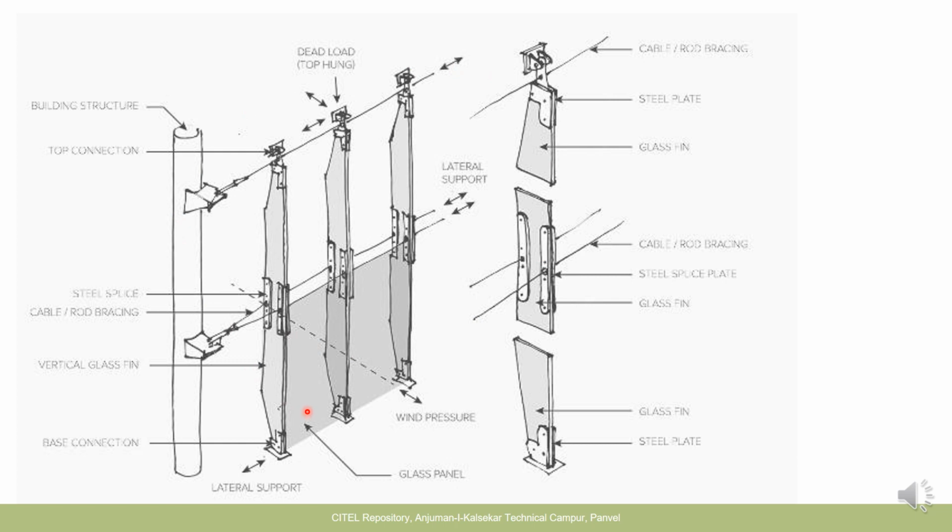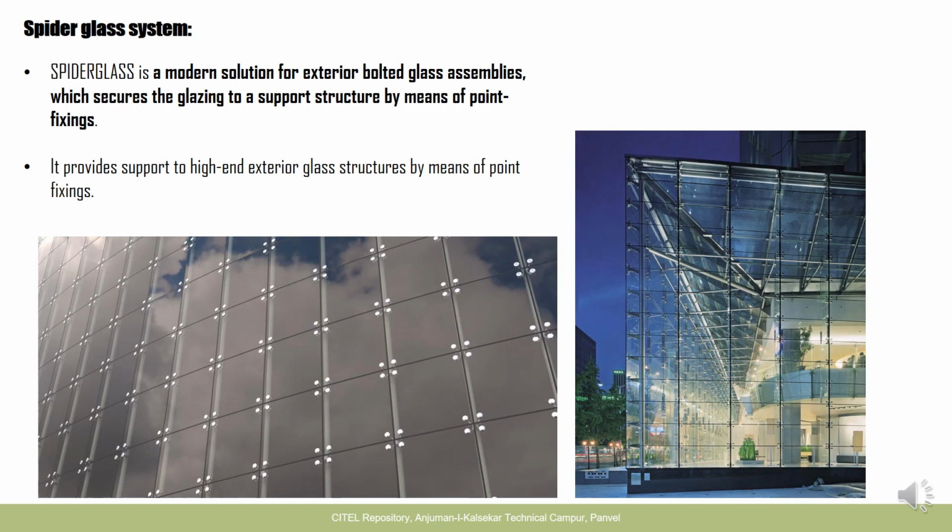the assembly. In this image, if you see, there is this vertical top support here, bottom support here, this glass fin, and then there is this cable or splicing plate. And here, if you can see, these are the glass panels that are fixed to these glass fins.